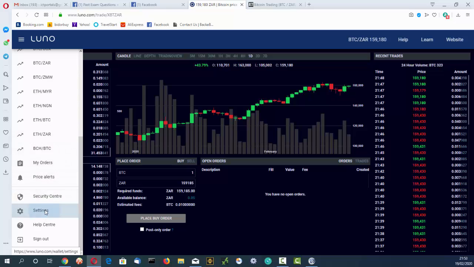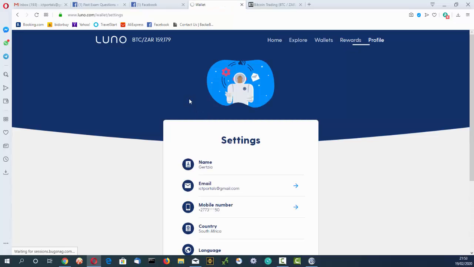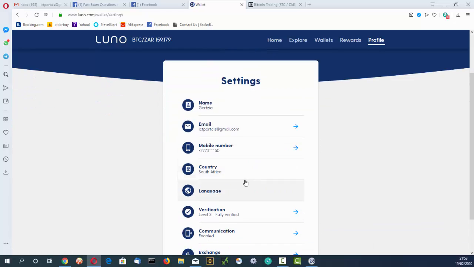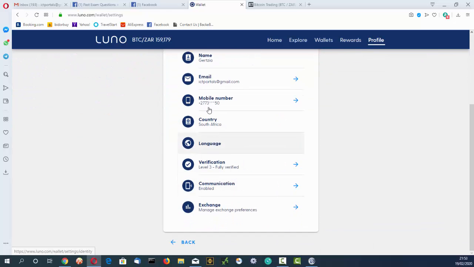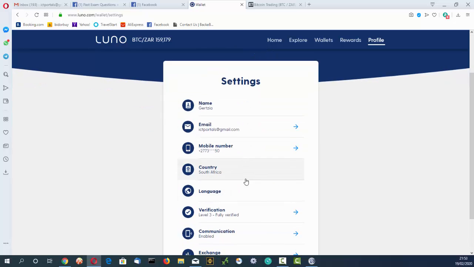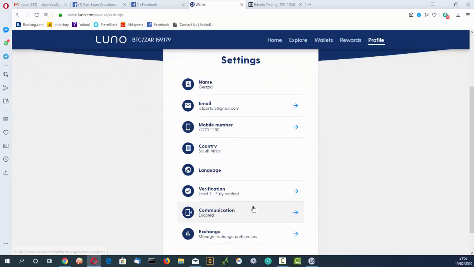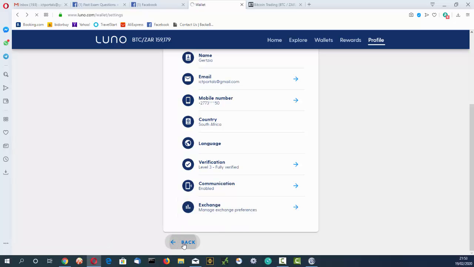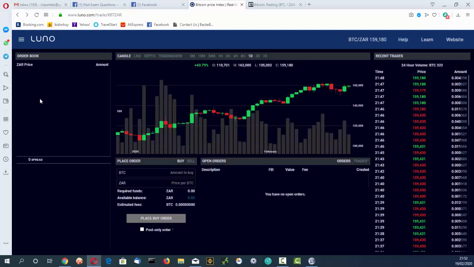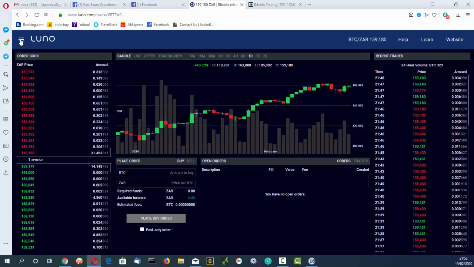Then all these place settings, what they are doing is, when you open your account, you put your country, you put the level. You can see this account is level 3, fully verified, communication enabled. All this, you can see in that tutorial on YouTube. It's already there. So I don't want to waste too much time explaining this because it's already on YouTube for you to consume.